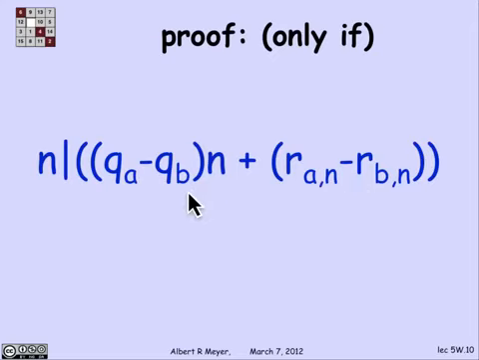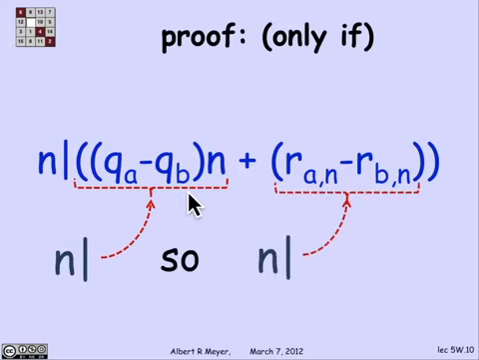But if you look at this, n divides that term, the quotient times n, and it therefore has to divide the other term as well, because the only way that n can divide a sum when it divides one of the summands is if it divides the other summand. So n divides Ra minus Rb, the remainder of A divided by n minus the remainder of B divided by n.